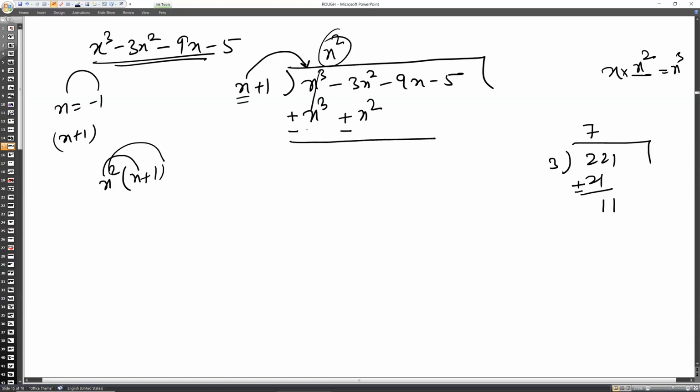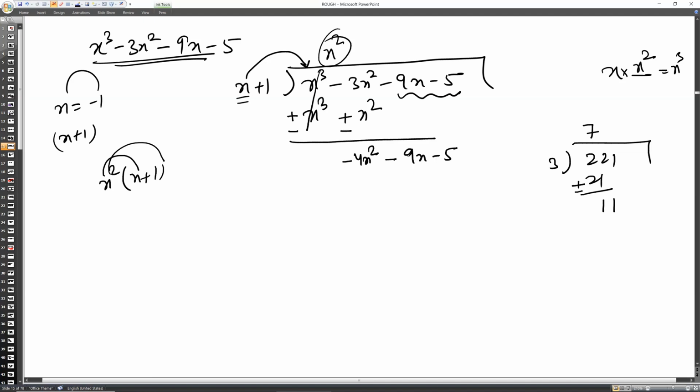Then they will cancel out each other. And this minus and minus sign will add up, and what will they give you? They will give you minus 4x square. Got it? Then the other two terms, whatever terms we have, just write them exactly with no change in sign. Write minus 9x and then minus 5.